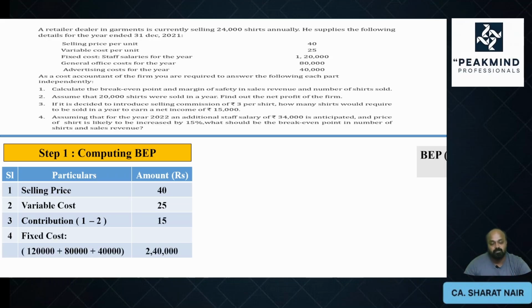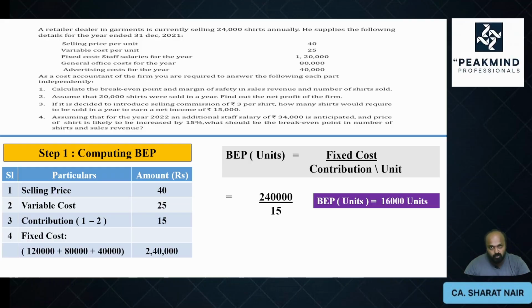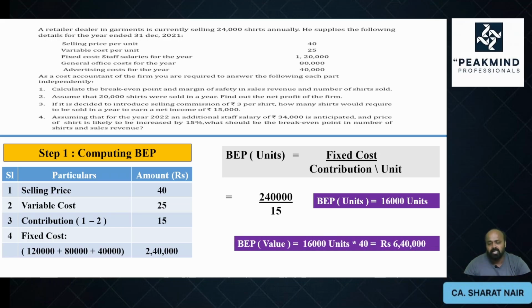It will be 2,40,000. So the break-even point formula to find out in units will be fixed cost divided by contribution per unit. So it is 2,40,000 divided by 15. It will give you break-even point in terms of units as 16,000 units. Now straight away I can find out the break-even point in terms of value also: 16,000 into the selling price of 40 rupees, or you could apply fixed cost by PV ratio formula. Since I have found out the units, I'm not going for that. Straight away, I'm calculating the break-even point in terms of value, which happens to be 6,40,000. I hope it is clear.